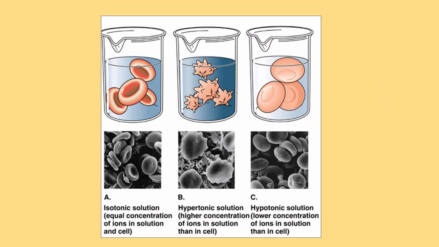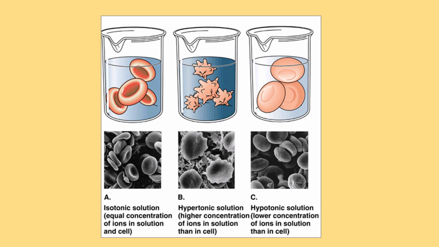An isotonic solution, as we see here in panel A, causes cells to neither take on additional water nor lose water. So our cells maintain their original shape. We can also think about these cells as being suspended in an isosmotic solution. An isosmotic solution has an osmolarity of 300 milliosmoles.